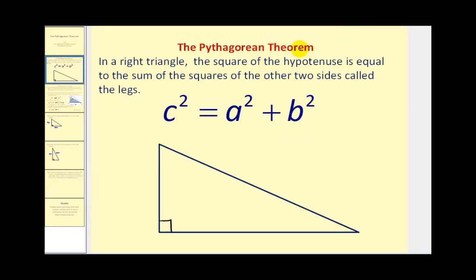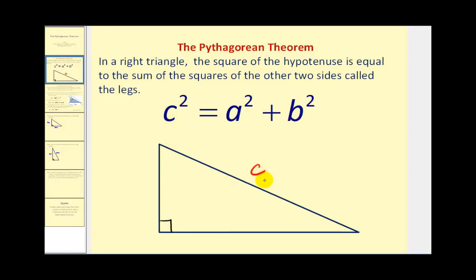Pythagorean theorem states that in a right triangle, the square of the hypotenuse is equal to the sum of the squares of the other two sides, which are called the legs. So the hypotenuse is the longest side of a right triangle. It's also opposite the right angle, and it must be labeled side C.